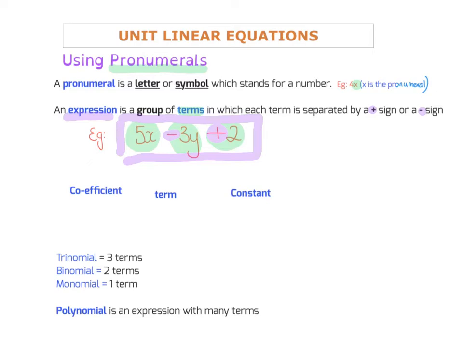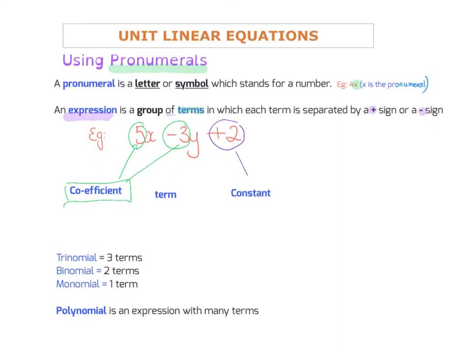So we have a couple of different terms that we need to learn. If we have a look at this first one, the coefficient is the number in front of the pronumeral. So 5 is the coefficient for this term. In the next one, negative 3 is the coefficient for that term. This one doesn't really have a coefficient, it's just a number at the end. This one's called a constant, so it doesn't have a letter on it. As I said before, we have three terms here. A term will have a number, or a pronumeral and a number.